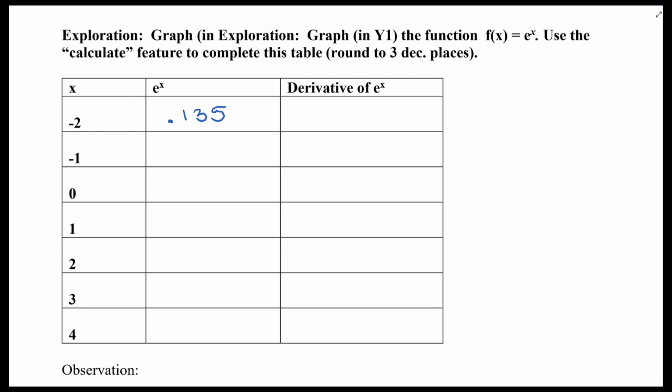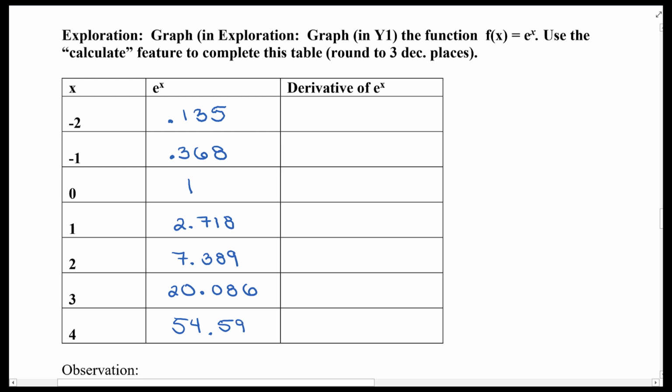Now the value of f of x equals e to the x when x is equal to -1 is 0.368. When x is equal to 0, it's 1. When x is equal to 1, it's 2.718. When x is equal to 2, it's 7.389. When x is equal to 3, it's 20.086. And when x is equal to 4, it's 54.598.